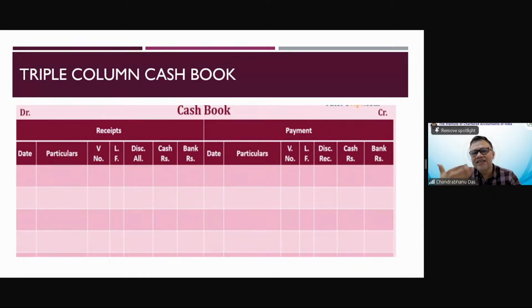So how can you increase the cash balance? If there are inflows. Inflows are the receipts. So when the receipts increase, definitely the debits will increase. But when you have a cash outflow, when there are payments, then the asset decreases, and that is a credit. So that's why you have a debit side of the cash book and a credit side of the cash book. The debit side records all the receipts and the credit side records all the payments. So this is where you have a triple column cash book.